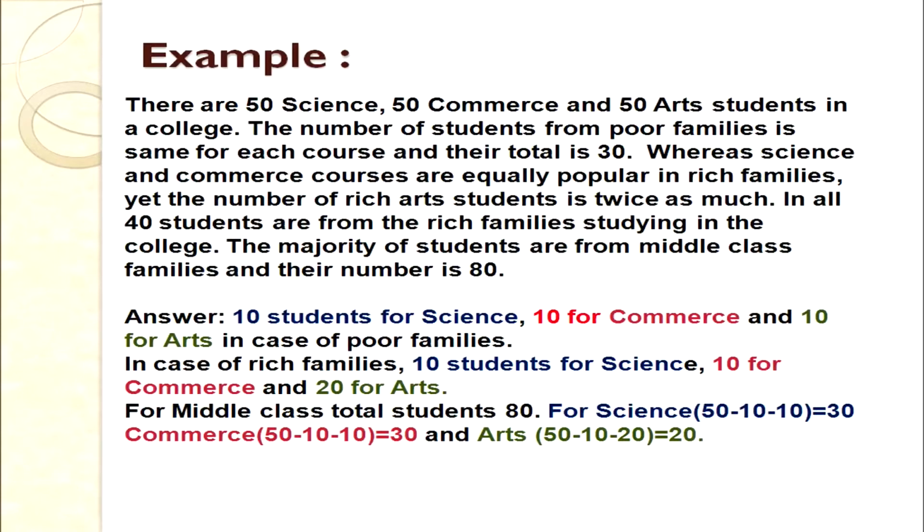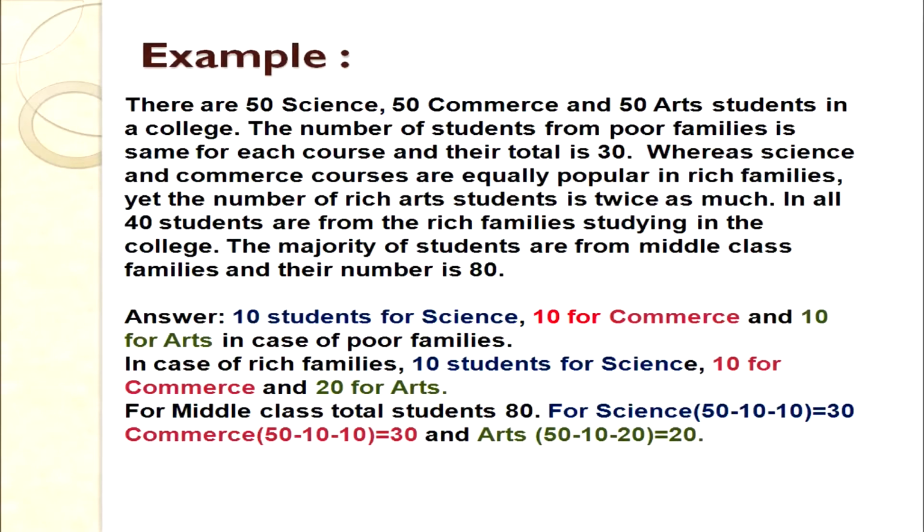So, first step, I will classify my raw data into science, commerce and arts for each of the category, for poor, for middle class, for rich class. So, let us see what we have learned over here from the whole question. 10 students for science, 10 for commerce and 10 for arts in case of poor families. The number of students from poor families is same for each course and there is total of 30. So, if you divide equally into 3 streams, we get 10, 10, 10.